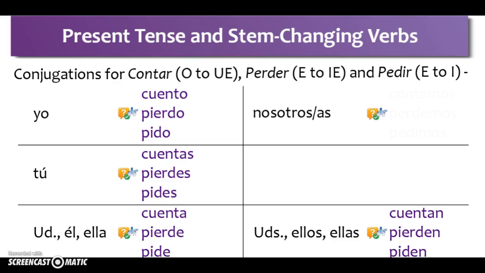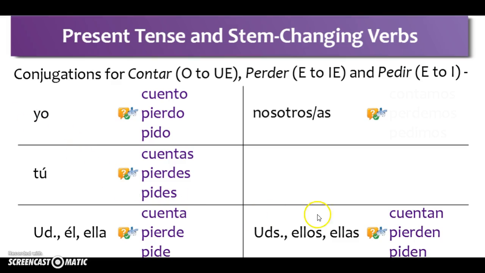Hopefully you've noticed that all of the conjugation endings follow the same patterns that you have done for all of your regular AR verbs to this point. As, es, and es for tú, a, and e for usted, él, and ella, and an or en for ustedes, ellos, and ellas. Remember, the ER and the IR verbs stay the same in the conjugation endings for all of those.